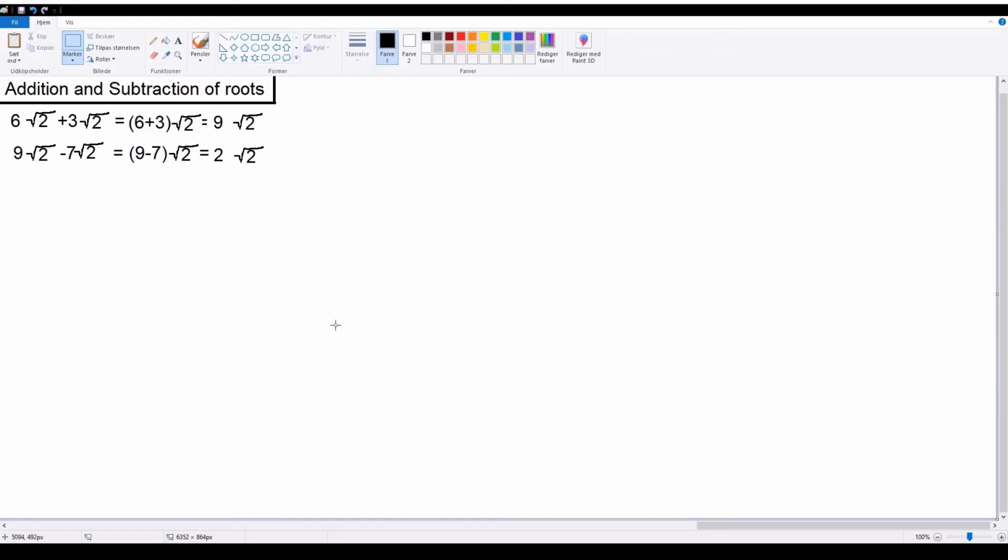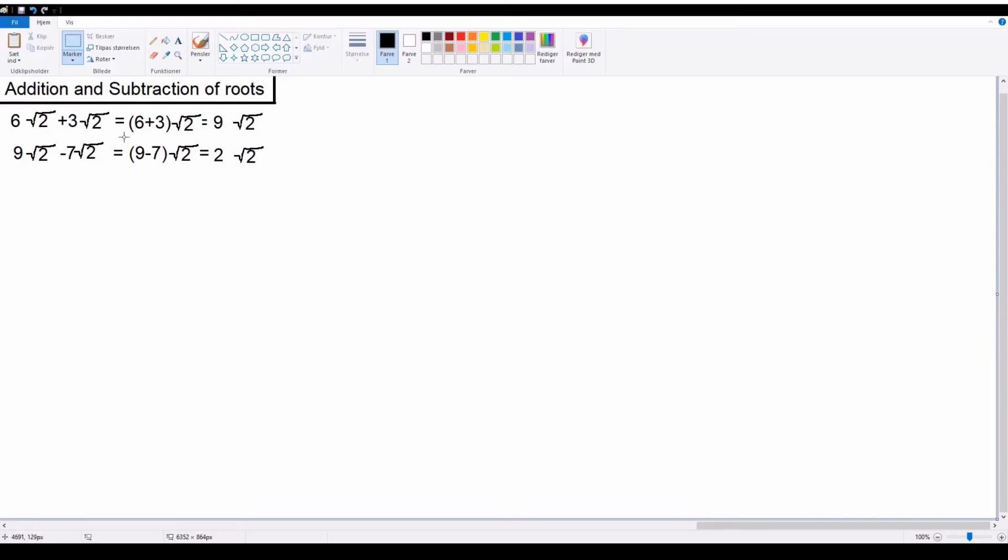Now, for addition and subtraction of roots, it's actually quite simple. You essentially just try and add a number of different roots together. So for example here, you have 6 square roots of 2 plus 3 square roots of 2. You can use factorization to see that these two have the square root of 2 in common, so you can put 6 and 3 in parentheses. Then you calculate that, and then you get 9 square roots of 2.